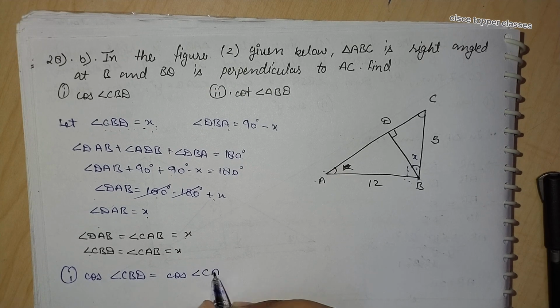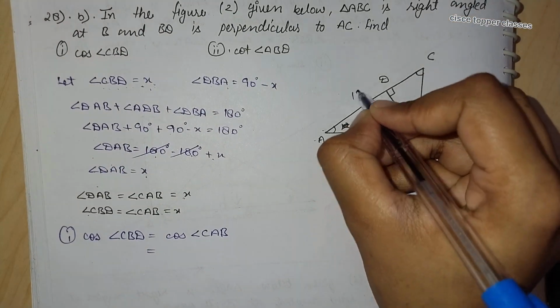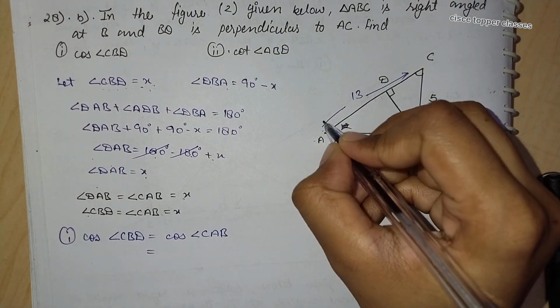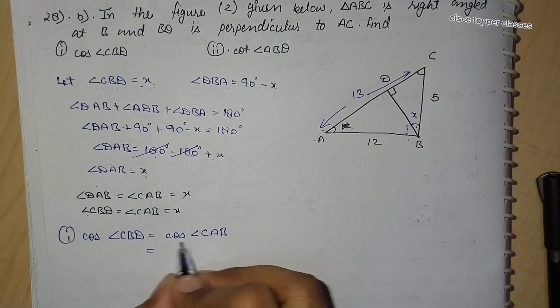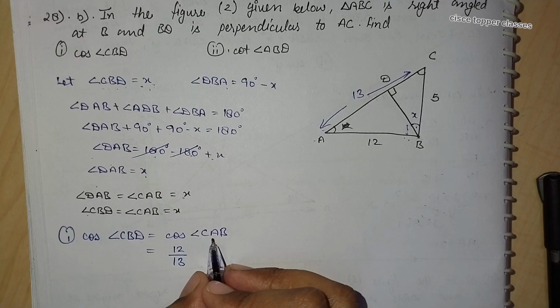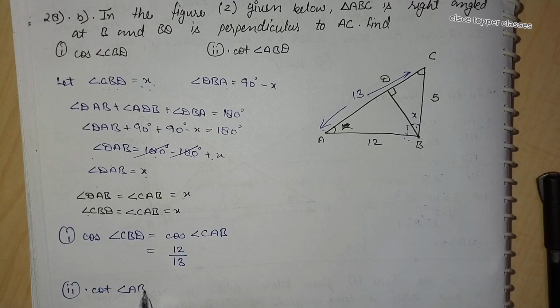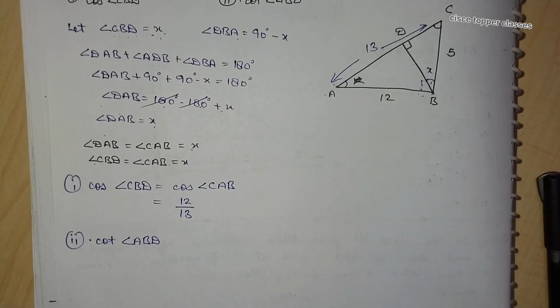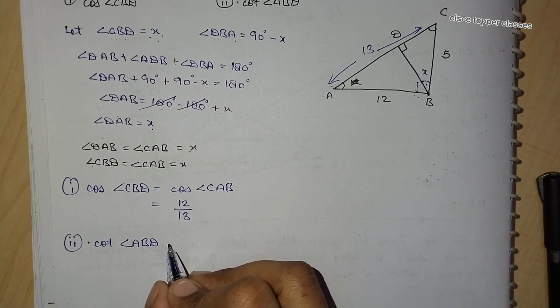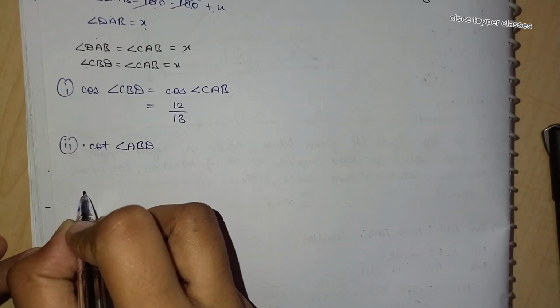So cos of angle CAB, we will put the value because we know from Pythagoras theorem the hypotenuse will be 13. Means the length of this part AC will be 13, and cos CAB we can write base by hypotenuse. So 12 by 13 here. And the second part which we have to find is cot of angle ABD.